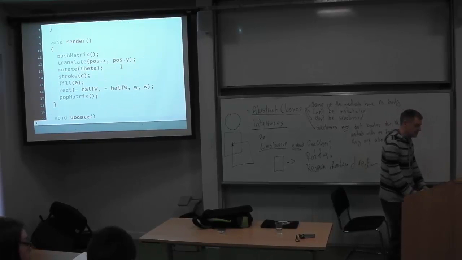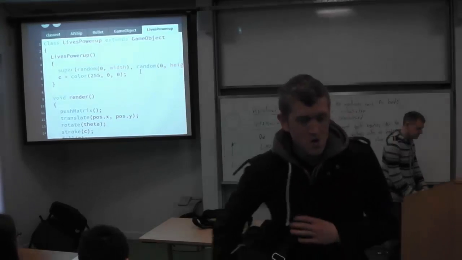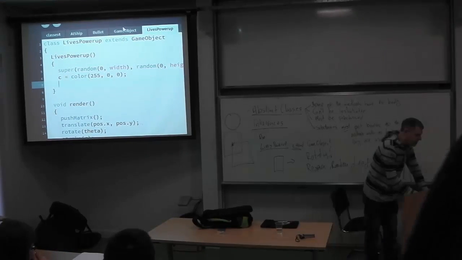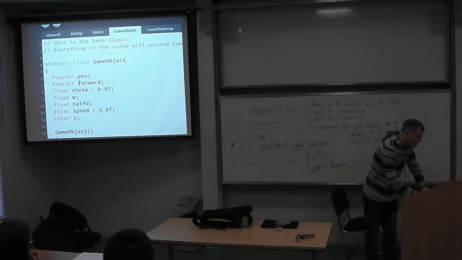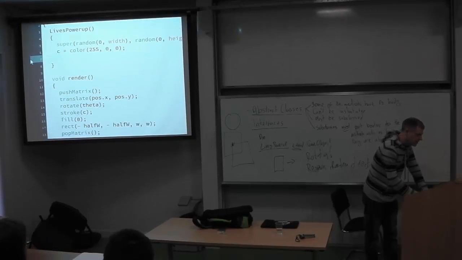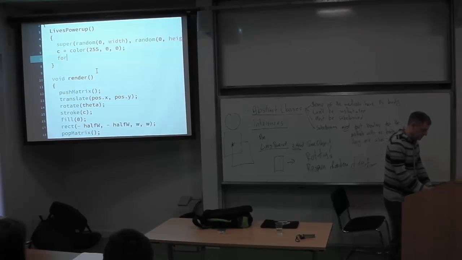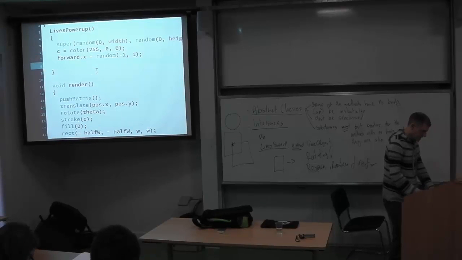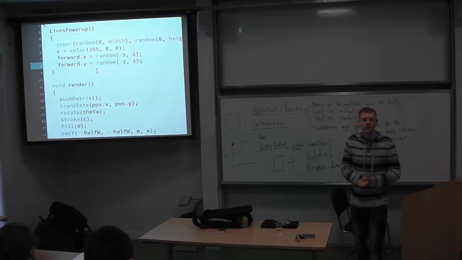Alright? The other thing we wanted it to do is to move in a random direction. This is the way I did the random direction thing, right? So from the GameObject, we have this additional PVector called forward. So why don't we use the forward vector? Let's take the LivesPowerUp, and we'll give the forward vector a random value. So forward.x equals random(-1, 1). And forward.y is going to be equal to a random(-1, 1). That's kind of enough. That's enough to get them moving in a random direction.